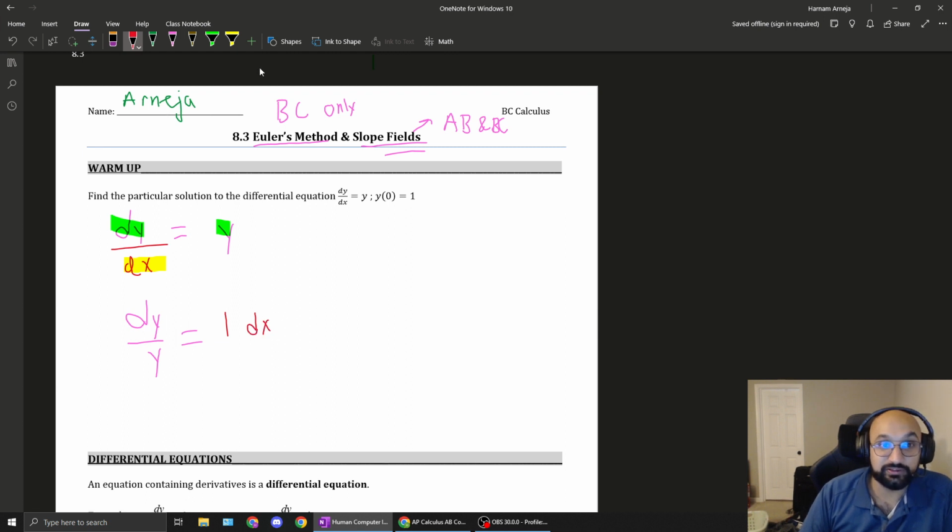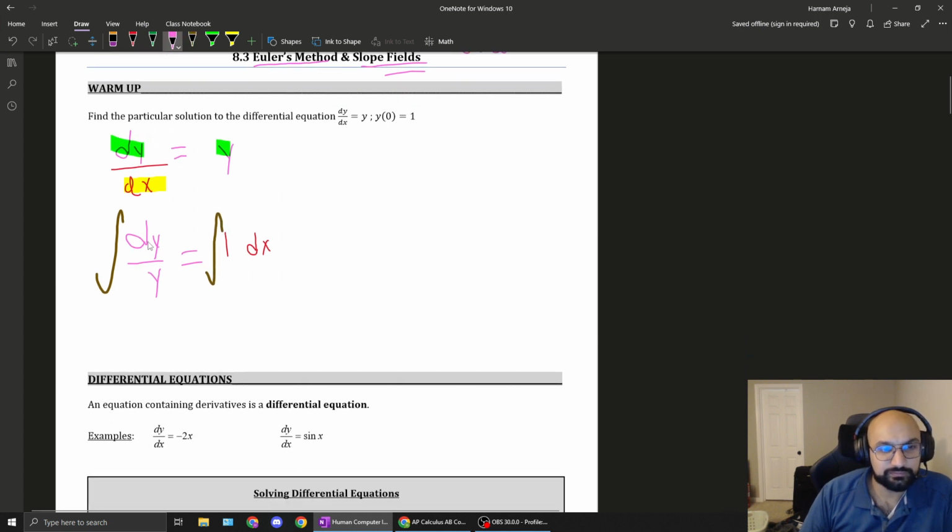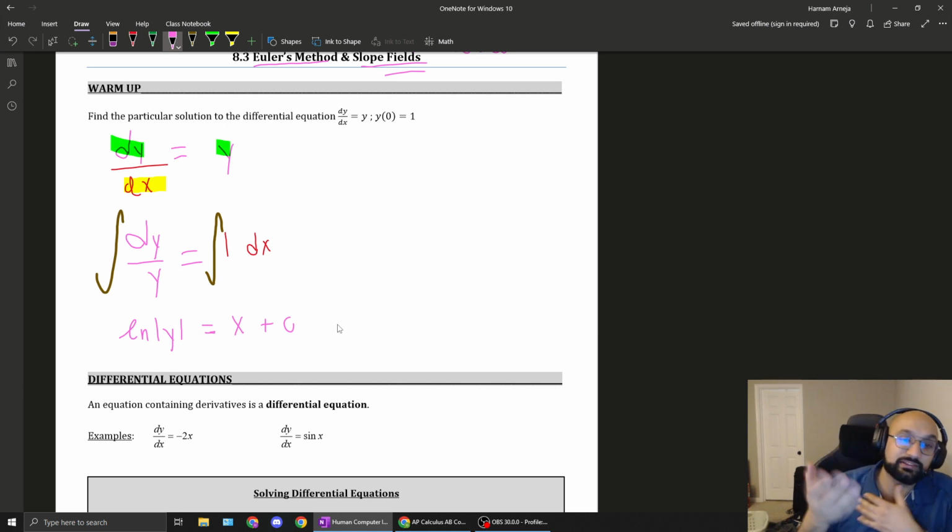Once we've separated the variables, we could take the integral of both sides. To do the integral of both sides, we do the antiderivative. The integral of dy over y is the ln absolute value of y, and the integral of 1 dx is x plus c. Remember, we only need one plus c here, not both, because if you had a plus c on one side, plus c on the other, they can be combined to just make a separate plus c. We're going to solve this equation for y.